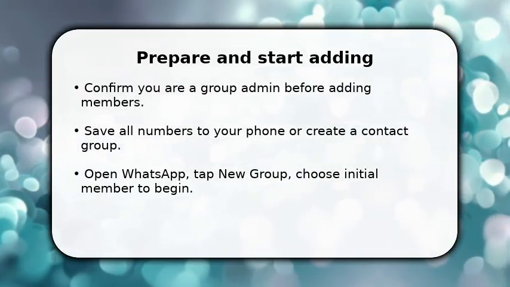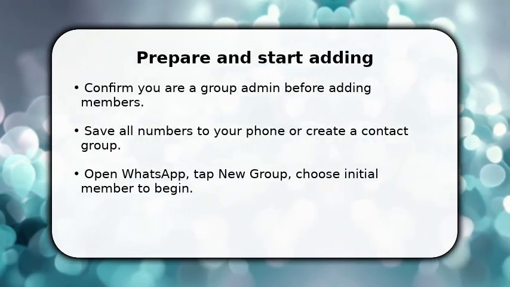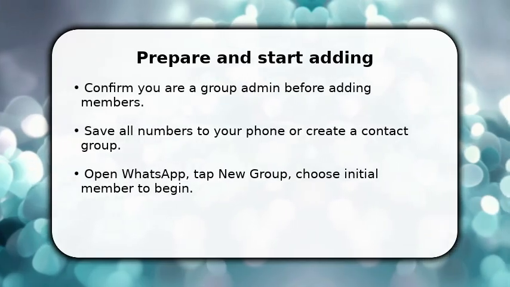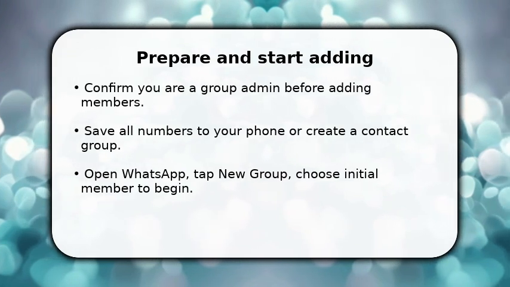Then open WhatsApp and create a new group or open an existing one and tap Add Participants to start adding saved contacts immediately. This ensures WhatsApp recognizes each number during the process.